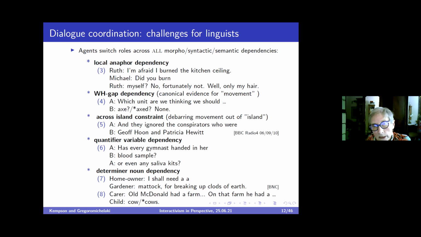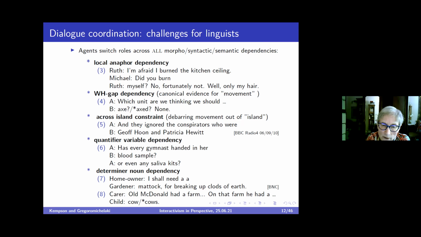But there's also WH-gap dependency. These were the canonical evidence for movement. And the WH right at the left periphery of a sentence has to be seen as somewhere far embedded in the clause. But here we can split it across two individuals perfectly easily. And notice that the choice of words that B chooses has to match the morphological requirement of what A has set him up with. Then you can play the same game across island constraints. So islands were things which linguists say you cannot move out of. So there were these types of construction which in some sense preclude being disrupted in any way, moved into, moved out of. But in fact, again, these can be very naturally split across people.